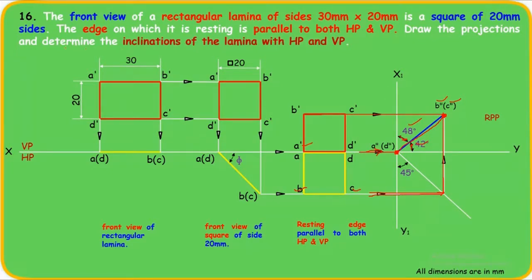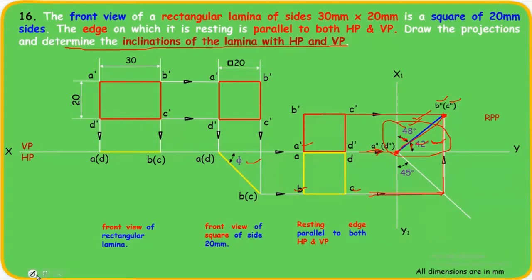So what is that? It is what they have asked: determine the inclination of the lamina with HP and VP. So lamina inclination with HP is 42 degrees. Lamina inclination with respect to VP is 48 degrees. With respect to HP, you will get it here only. Sorry, with respect to VP, you will get it here only. But you have to draw this side view and show the angles here.